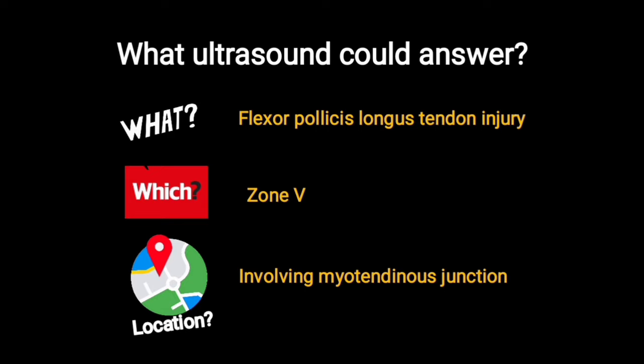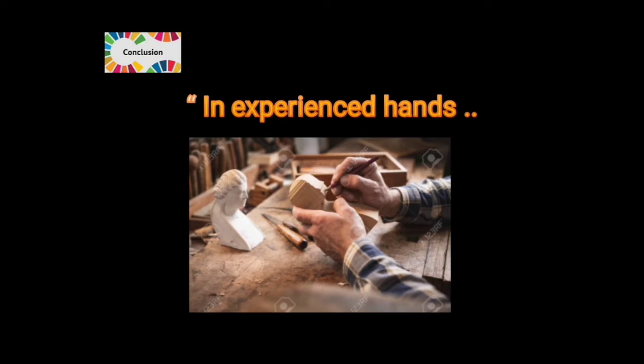It was FPL tendon injury. Which type? It was in zone 5 injury, quite a rare kind of injury. And location, that is, it is involving the myotendinous junction.